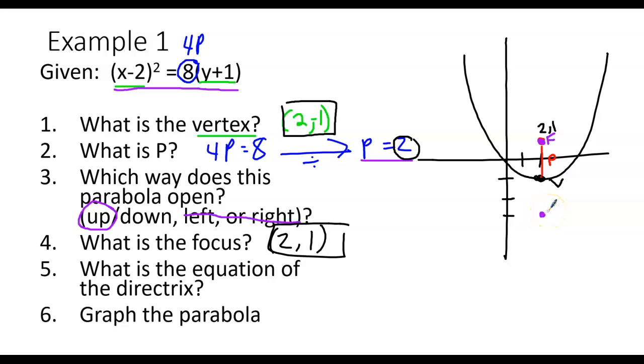Now, a directrix is not a point, it's a line, so I'm going to draw a line. When it's a horizontal line, the directrix will always be y equals whatever number on the y-axis you're at. It looks like we're at -3. So the equation of the directrix is y = -3. And then they want us to graph the parabola, but I was doing that as I did 4 through 6, so I'm done. Okay, so there is our first example.